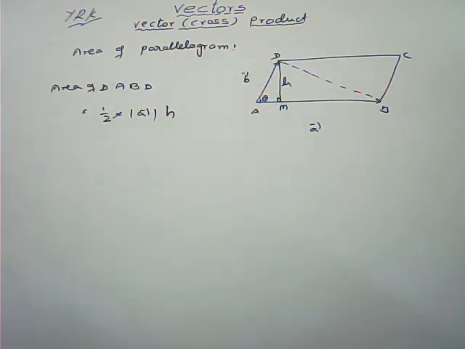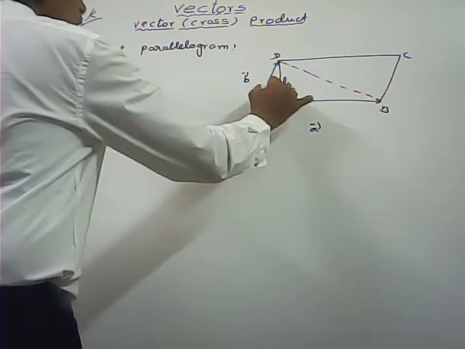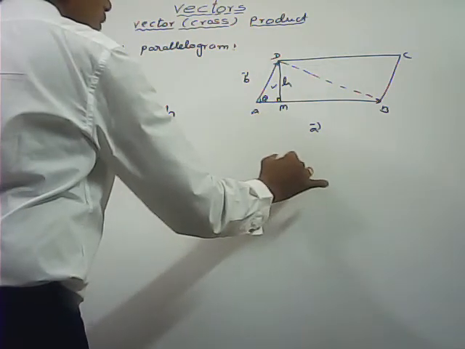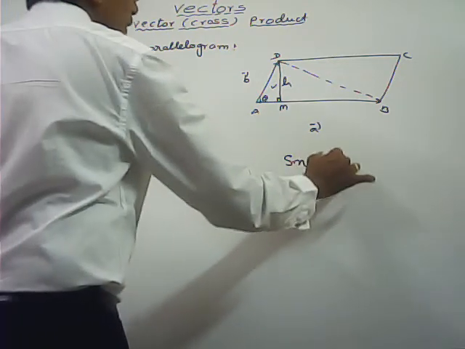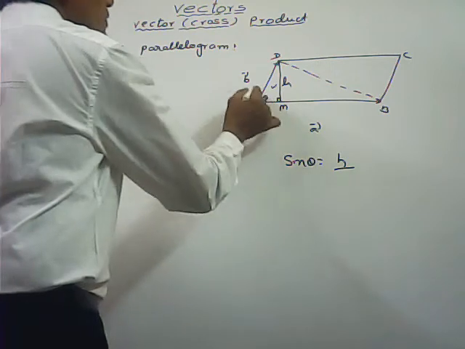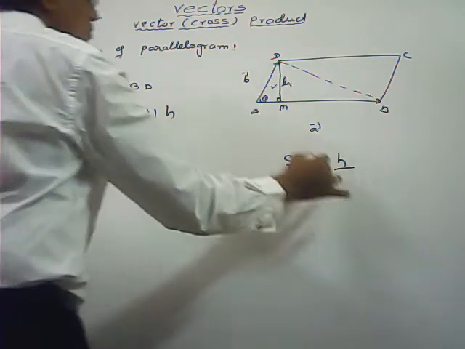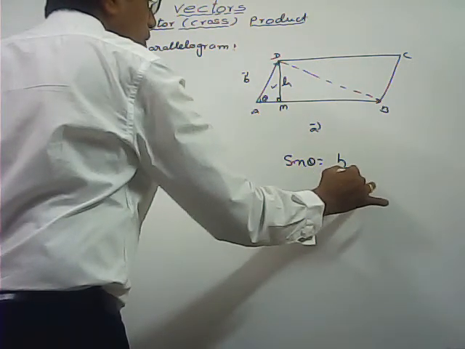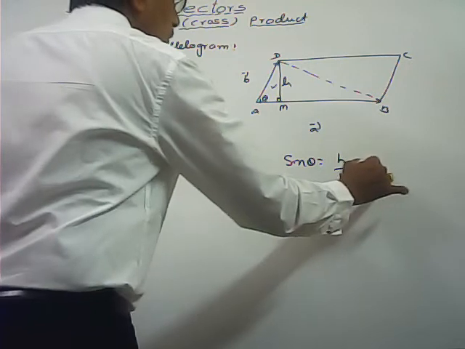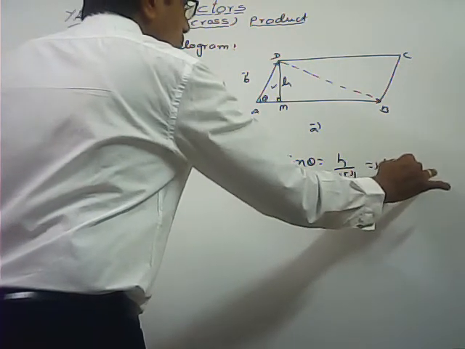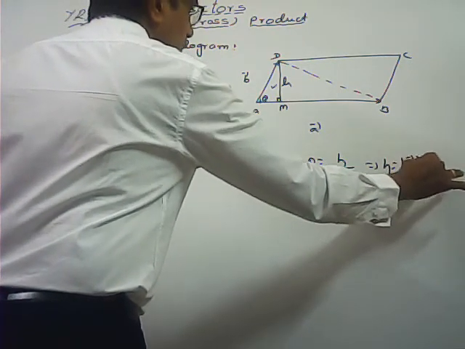Half into base, here base is modulus of A bar. Here in this triangle, if I take sin theta, that is equal to opposite side by hypotenuse. What is the length of this one? Modulus of B bar only. B bar is a vector, its length is equal to modulus of B bar. So here H is equal to modulus of B bar into sin theta.